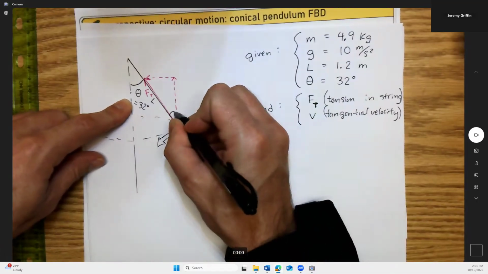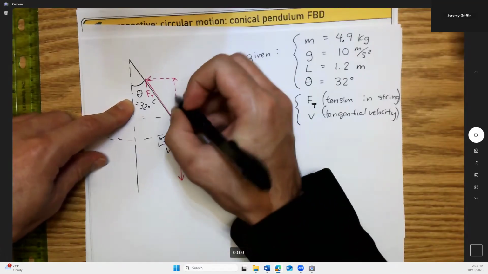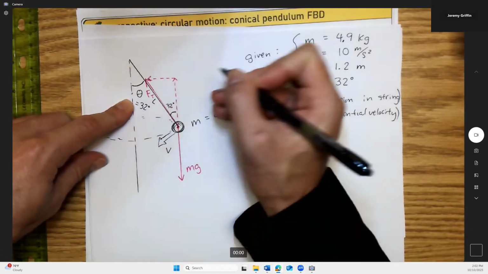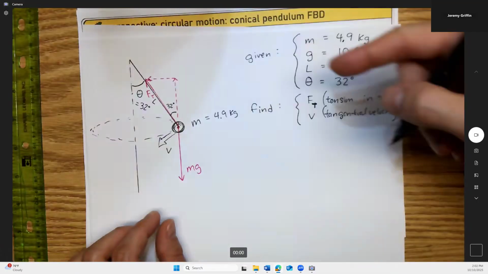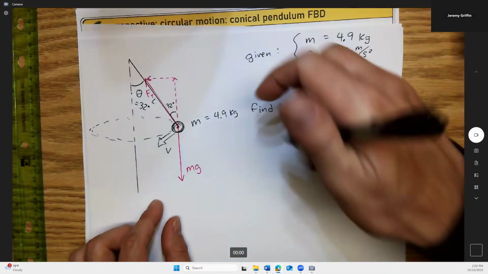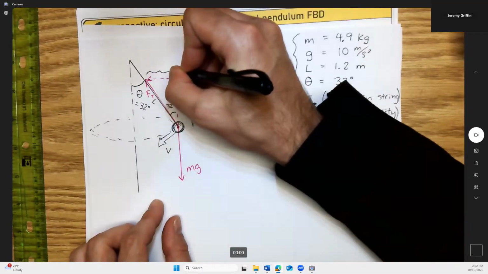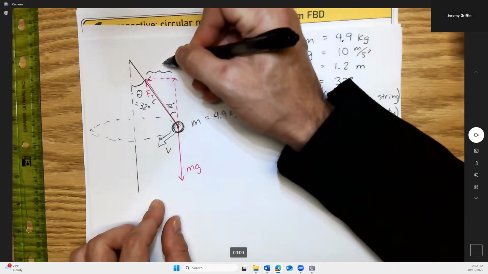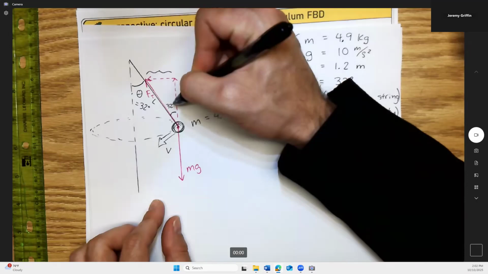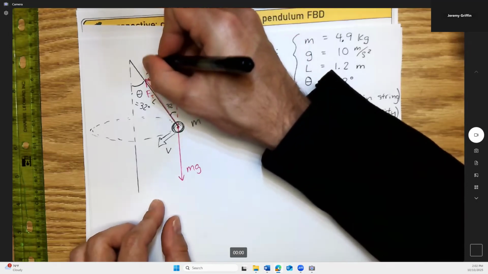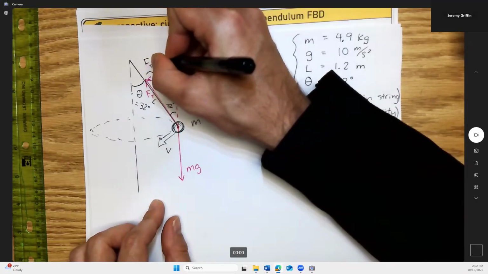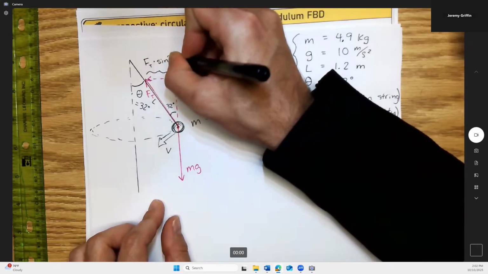So, guys, what's this angle right here? 32 degrees. It's the same angle, right? From the vertical. We don't know what the tension is yet. That's the first question we're trying to tackle. But regardless of what it is, what is this component here equal to in terms of the tension and the 32 degrees? Yeah, sine. It's a sine relationship. So it's the full tension force times sine of 32 degrees.